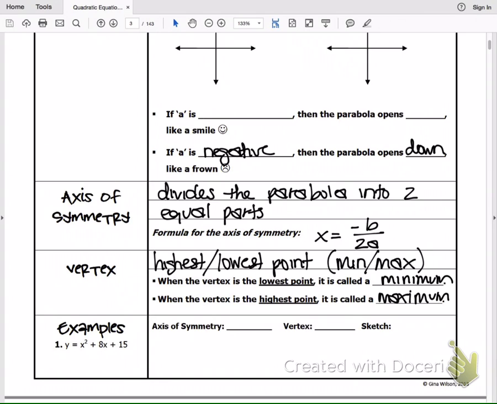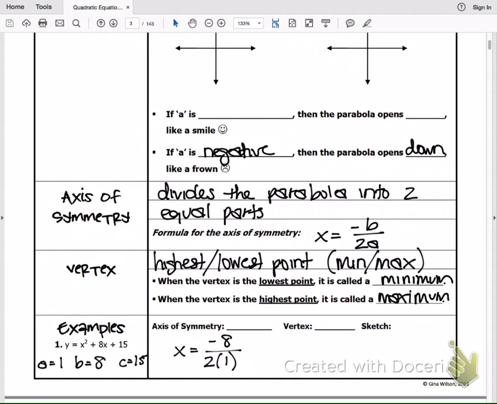Okay? So, I've given you an example here, x squared plus 8x plus 15. First, we need to know what our a, b, and c are, right? Just like quadratic formula. So what's my a? 1, b is 8, c is 15. So to find the axis of symmetry, I plug in x equals negative b over 2a. So what's negative b going to be? Negative 8 over 2 times now 1.